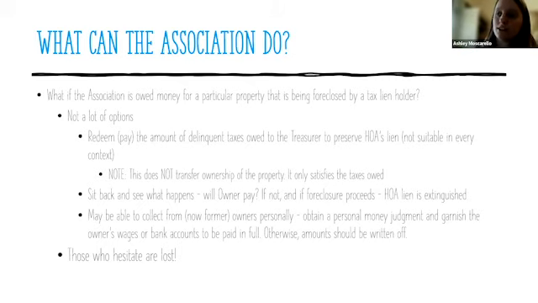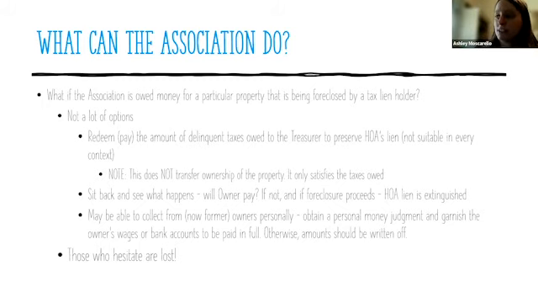Option two is to sit back and see what happens. Maybe the owner will pay. Maybe they don't want to lose their house for $2,000 unpaid taxes. So it's always an option that the owner or the owner's aunt or grandma or cousin or whoever can come in and save the day and redeem, pay the taxes as well. And then that lawsuit goes away and the association didn't have to do anything. So that's nice.